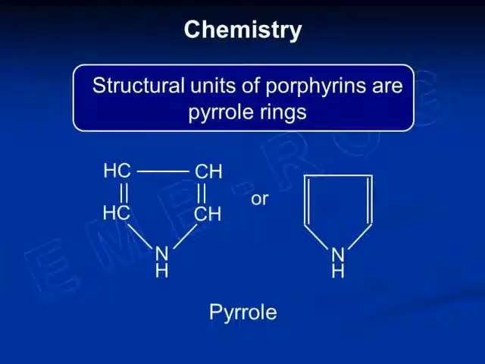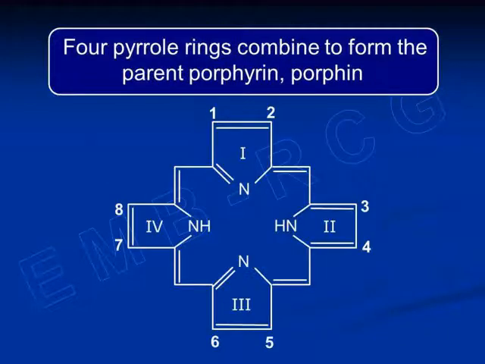Now, this is how a typical pyrrole will look. First of all, pyrrole, we know, is something like this, a 5-membered ring with an NH group here. Its formula was C4H4NH, if you remember. So 4 such pyrrole rings will together join to form a porphyrin, and this is how the structure of porphyrin looks. The parent porphyrin is also known as porphin.